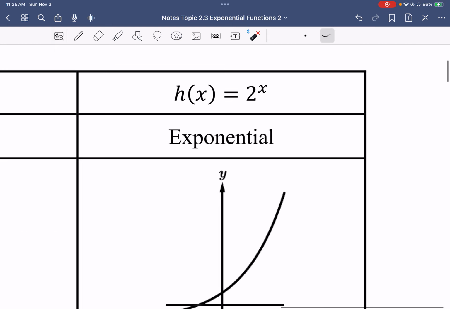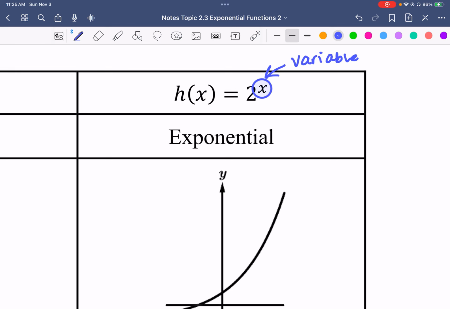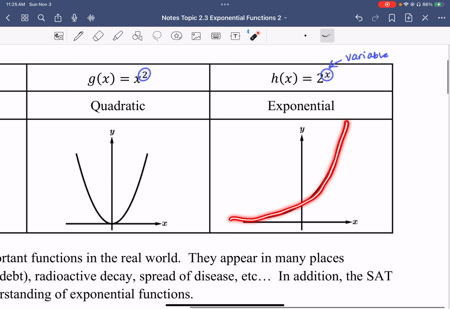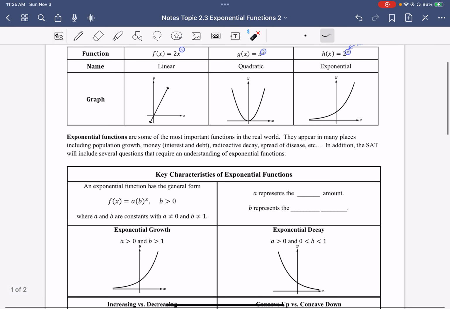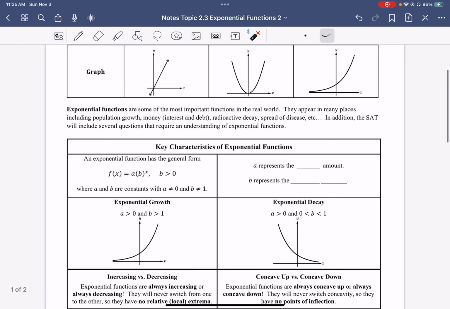The exponential will always have a variable in the exponent, and that's how you can tell that it is exponential. You can have exponential growth where it goes up like this, or exponential decay where it goes down like that. Exponential functions are some of the most important functions in the real world. They appear in many places, including population growth, money, such as interest and debt, radioactive decay, spread of disease, etc. In addition, the SAT will include several questions that require an understanding of exponential functions.